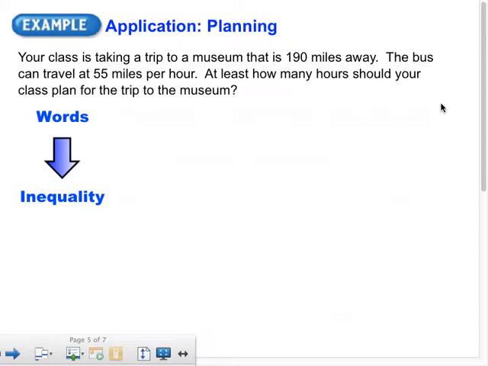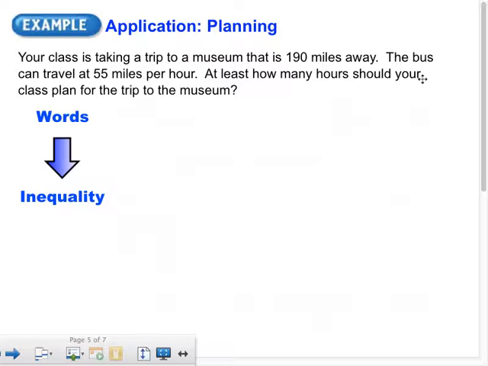Next problem, now we have some word problems. Application, planning. Your class is taking a trip to a museum that is 190 miles away. The bus can travel at 55 miles per hour. At least how many hours should your class plan for the trip to the museum? Okay, well, if you're driving, who can walk me through that? Ola, go ahead.